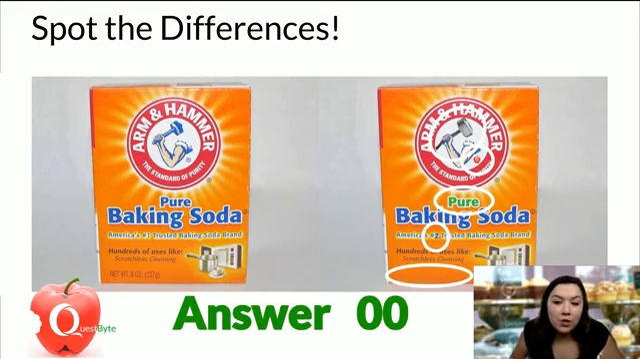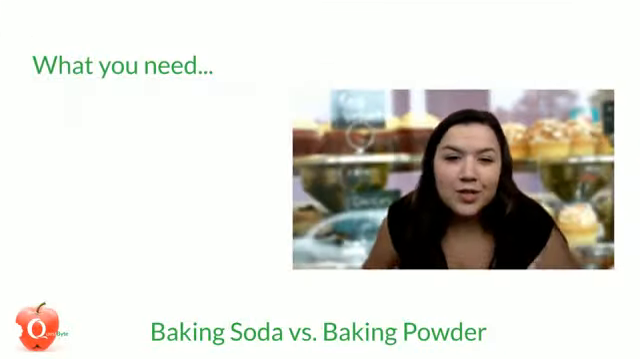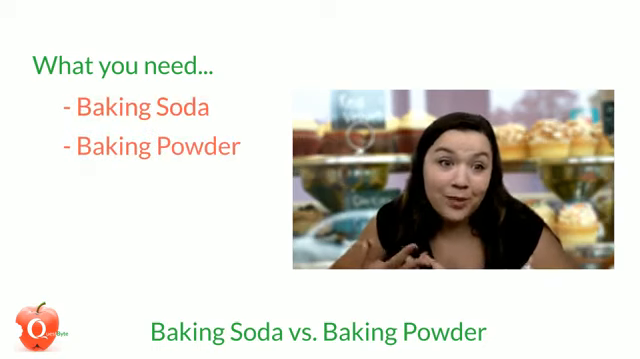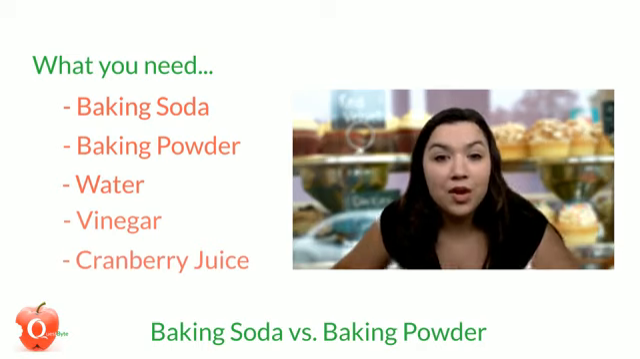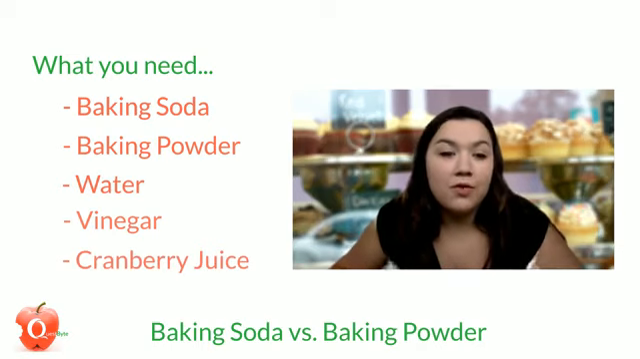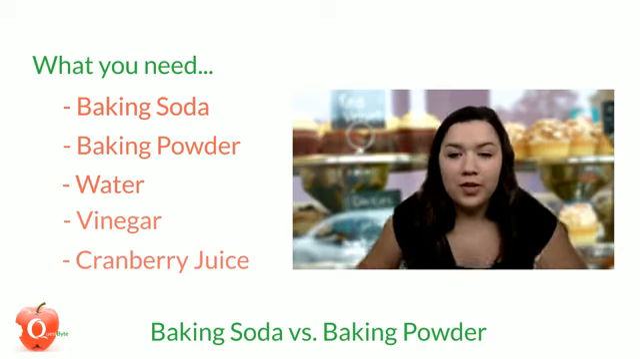So today, we're testing the difference of baking soda and baking powder with a series of explosions, reactions. So you're gonna need baking soda, baking powder, water, vinegar, and cranberry juice. Of course, you can use other acidic liquids that you find in your home, but these are the ones that we are going to be showing today.